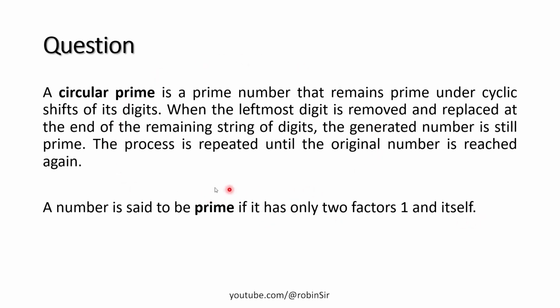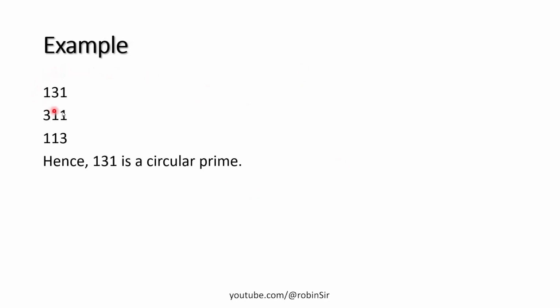So let's try to understand this concept of circular prime with the help of an example. So consider the number 131. 131 is a prime number. Now, if I pick the first digit of this number and place it at the end, the number becomes 311. And this also is a prime number. And then again, I pick up 3, the first digit, and move it to the end. Now it becomes 113. This also is a prime number. And if I repeat this process, if I pick the first digit again and put it at the end, I get back the original number.